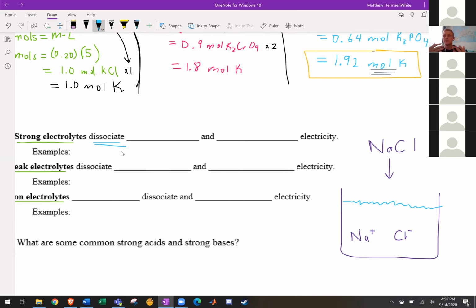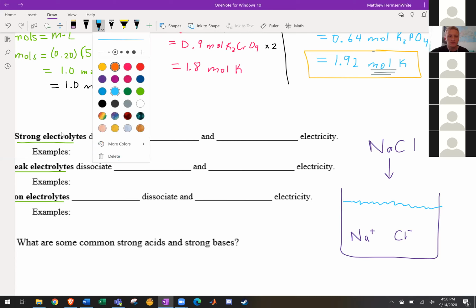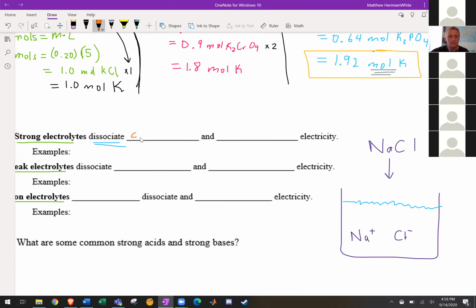Now, this is different from dissolving. Dissociation means that the atoms are literally pulling apart from one another when they're in the water. This is how we differentiate different types of electrolytes: do they do this dissociation process? Strong electrolytes dissociate completely. In other words, when you put them in the water, they completely separate from one another and become separate ions in the water. And these will conduct electricity.